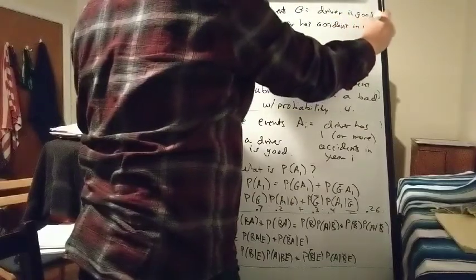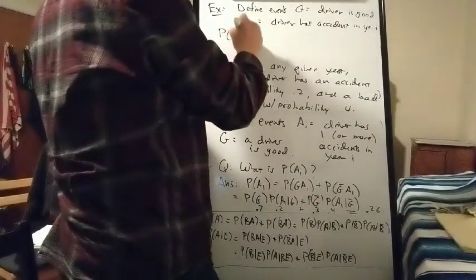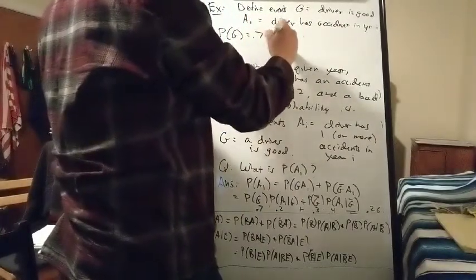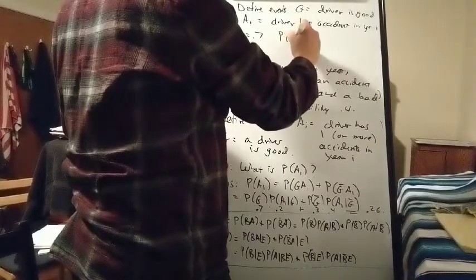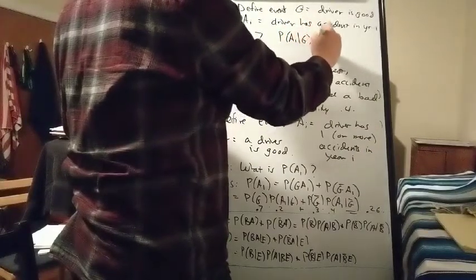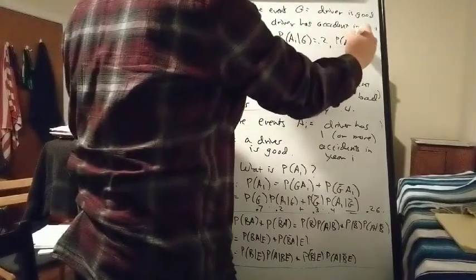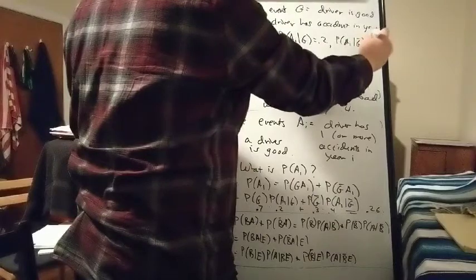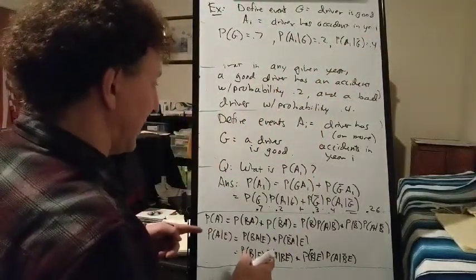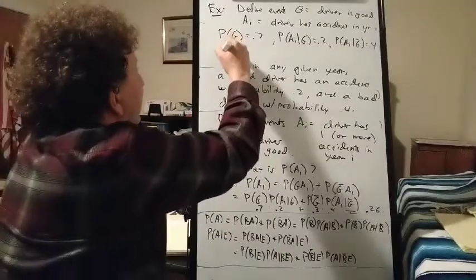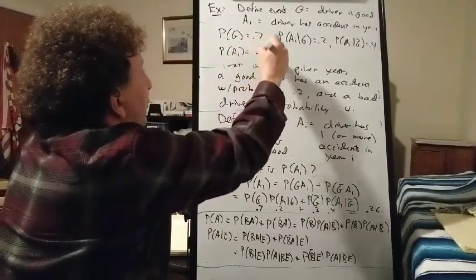in year i, and we're given that probability of good driver is 0.7, probability of having an accident being a good driver is 0.2, and probability of having an accident in any year being a bad driver is 0.4. And we just computed that probability of having an accident in any year, say the first year, is 0.26.